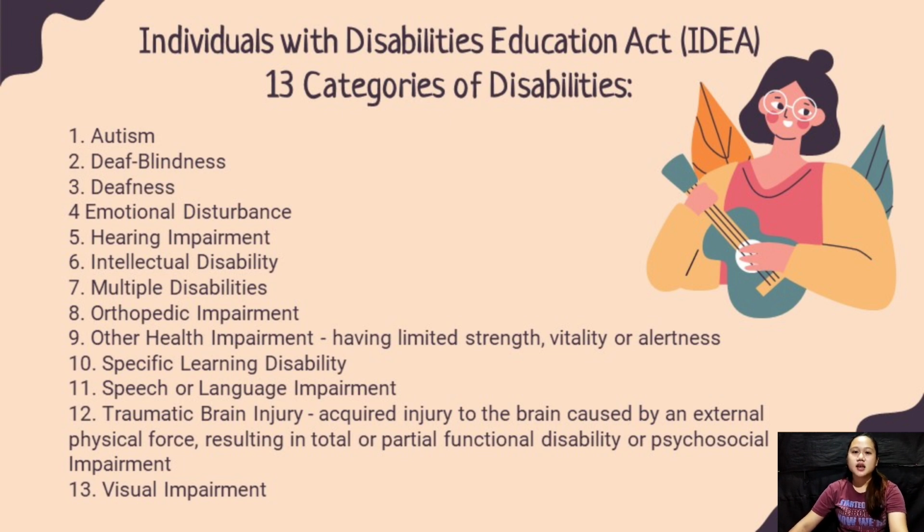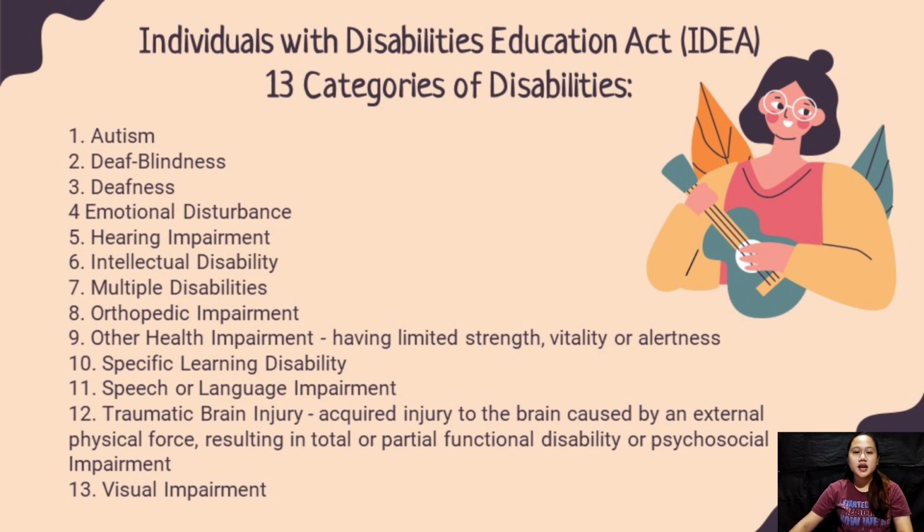So next is emotional disturbance. Emotional disturbance is a condition characterized by the presence of one or more of the following characteristics over a long period of time and to a significant degree, which negatively impacts a child's educational performance. Examples of this are anxiety disorder, bipolar disorder, obsessive compulsive disorder, and depression.